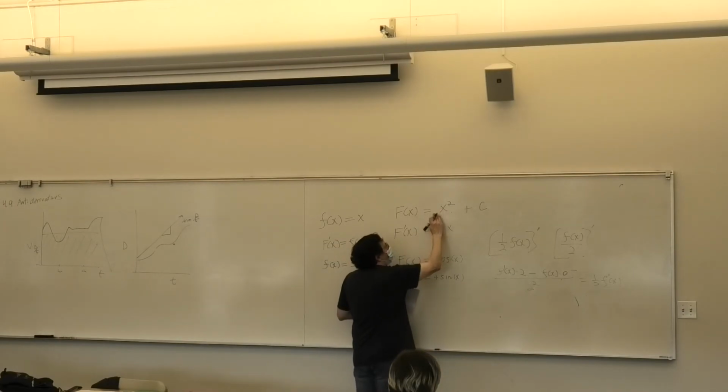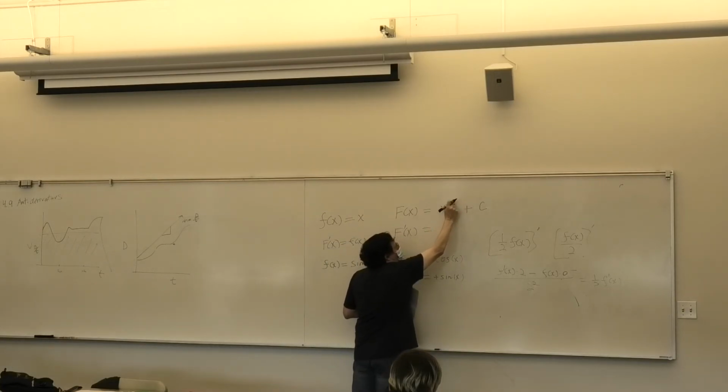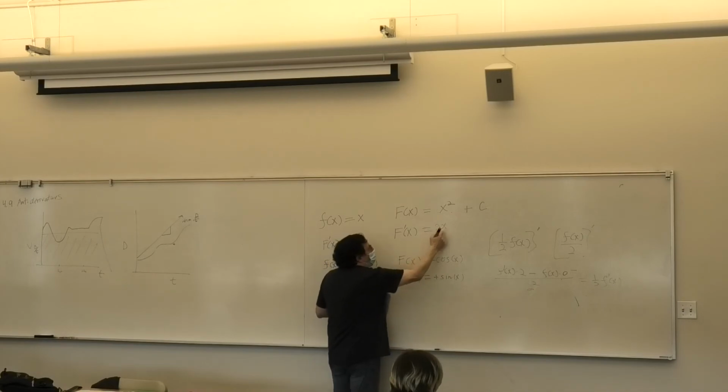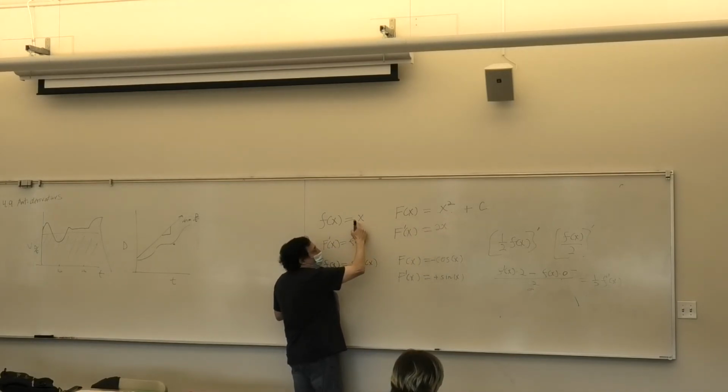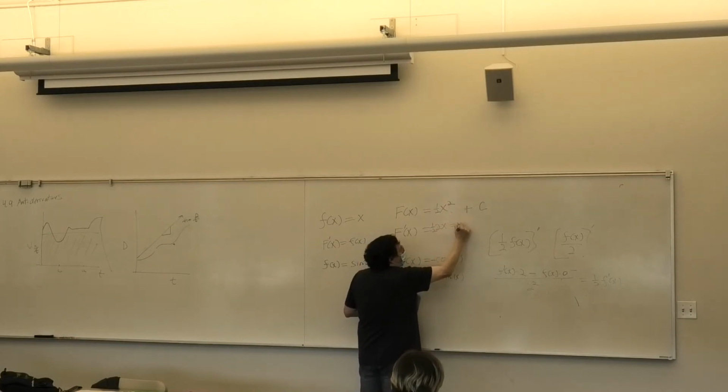Let me go through the whole process one more time. We want to find an antiderivative to x. We know that the exponent is going to be 2. We find the derivative, it's 2x, which is not what we want. We don't want 2x, we want x. So we introduce a half here, and then we just get x.